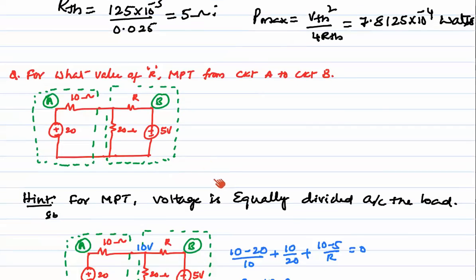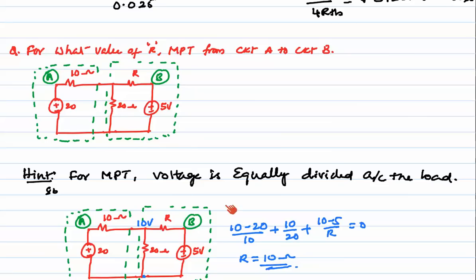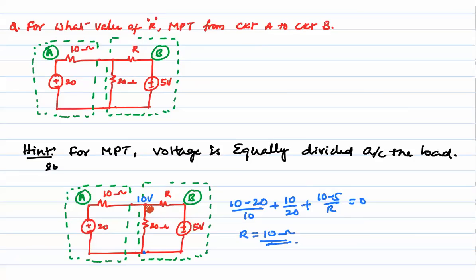And the next problem is, for what value of R is maximum power transferred from the circuit A to B? For maximum power transfer, the voltage is equally divided across the load and the source. So here if we have 20 volts, then we have 10 volts here and 10 volts here. By using this technique, the voltage is equally distributed across the load. So that means here we have 10 volts. By applying nodal analysis, (10 minus 20) divided by 10 plus 10 by 20 plus (10 minus 5) by R. From this, R is equal to 10 ohms.